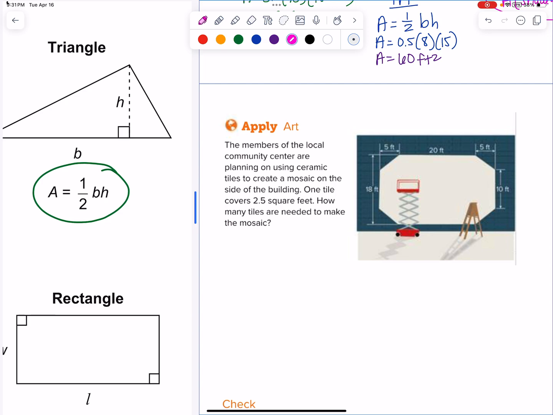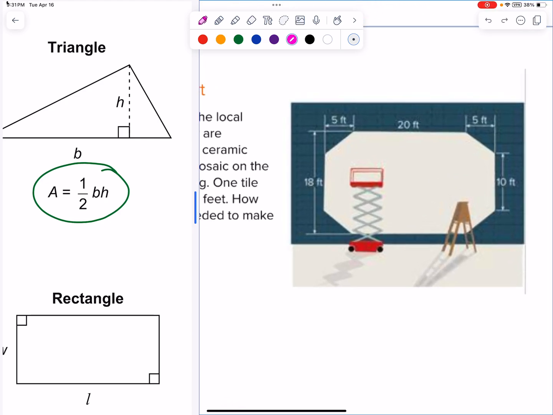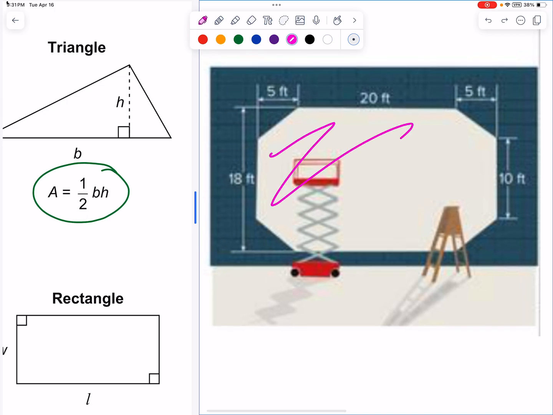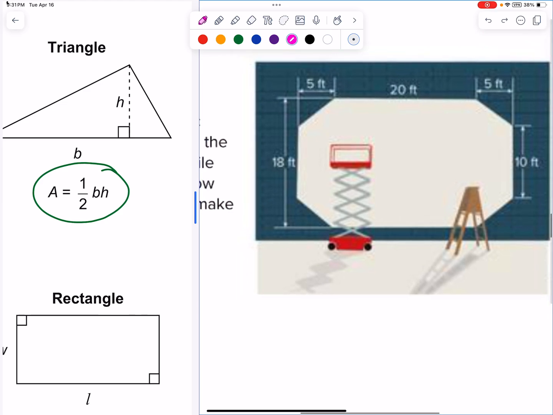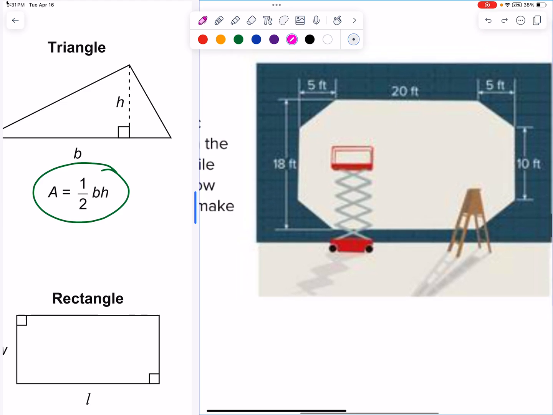So this is one of those things where we're going to end up dividing our answer to find out how many tiles we need. So let's first find the area of the mosaic. And I'm guessing the mosaic is this whole tan thing here. Of course, it's a funky shape. So one of the things that I see here is I see a rectangle.